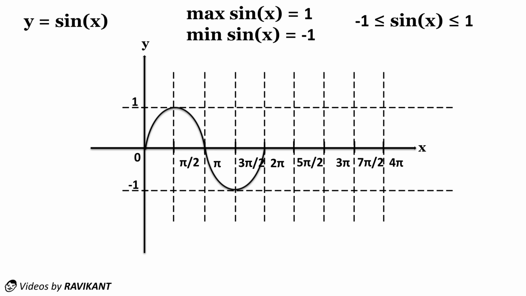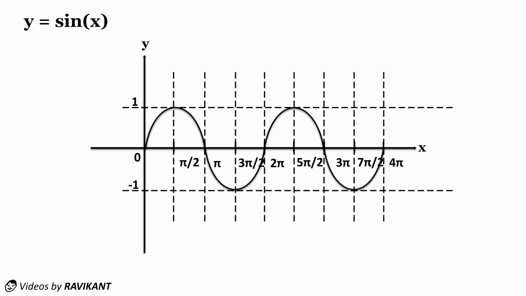Here one cycle of the sine graph is completed. Now the graph after 2 pi will be the same as it is. You can understand this practically. So after 2 pi, the graph looks like this, and after 3 pi, the graph looks like this. So this is the sine graph.